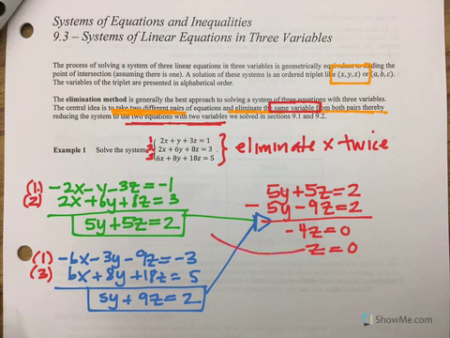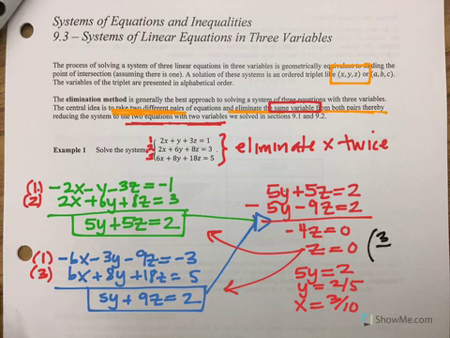So now I can back substitute z into either one of these equations and solve for y. I would get 5y equals 2, and y is equal to 2/5. And now I can back substitute both the y and the z into any of my original equations, and I'll get x equals 3/10. So now I want to write my final answer as an ordered triple, x first, then y, then z. And that's my final answer.